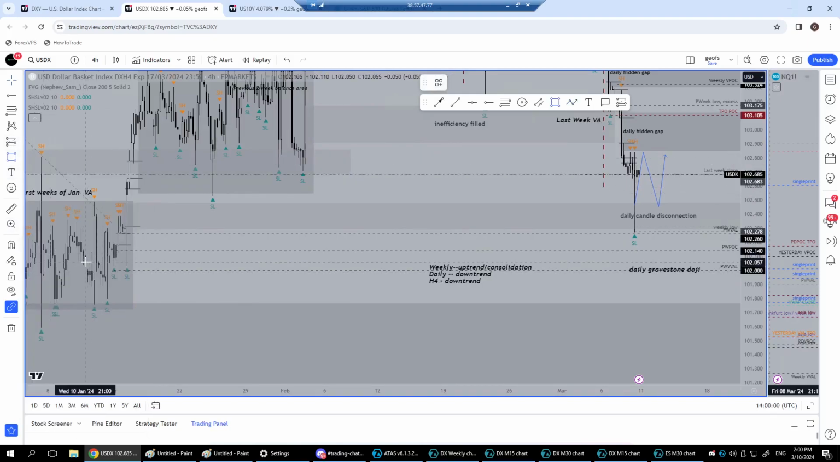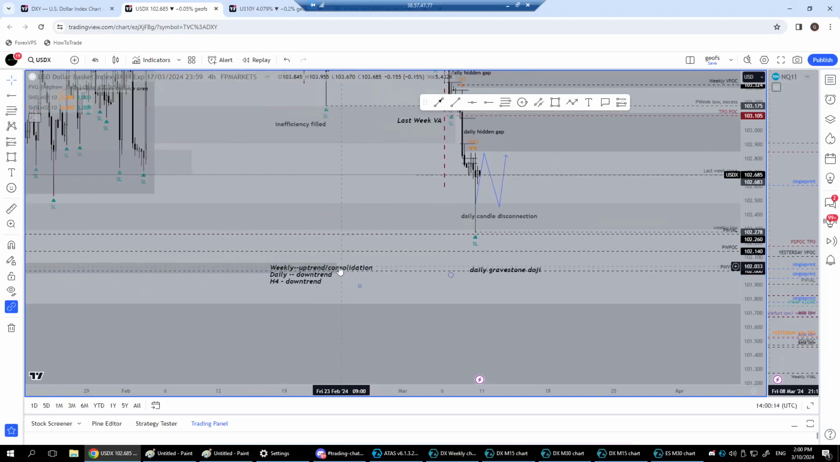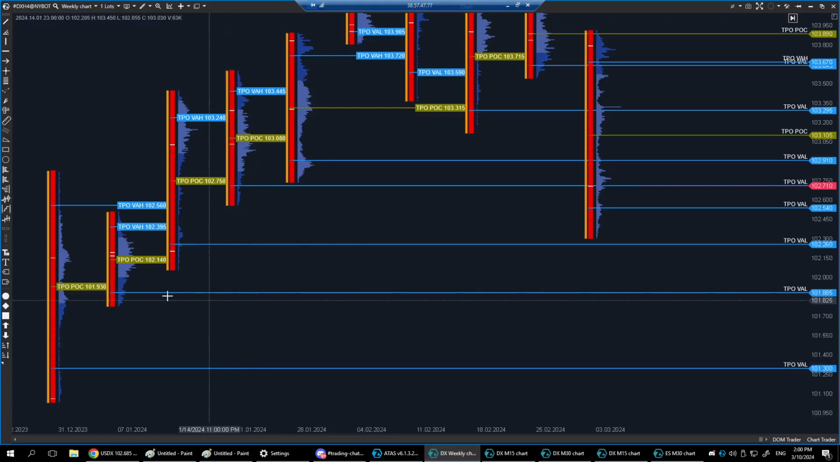Any place where there's gaps like this, you have to kind of note, because usually that's an important level for the market. So I'm just gonna note that. It may be handy later on. Okay, what else? 101.930.